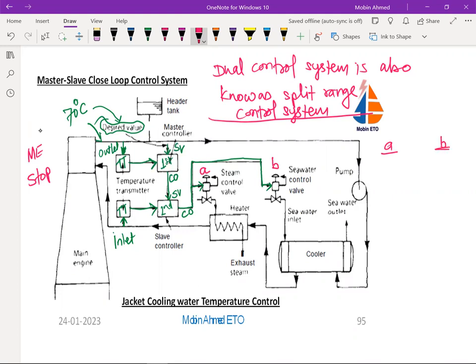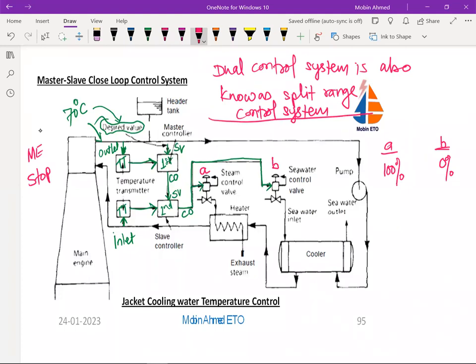So now the main engine is stopped. When the main engine is stopped, we are going to heat up only, and we do not require the cooling. In that case, B is going to be closed 100%, means open 0%. And here this valve is going to be open 100%, like this. That means whatever the set temperature, 70 degrees centigrade, is being maintained by this one, steam control.